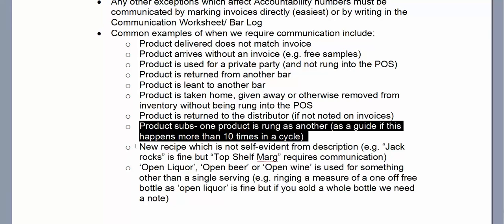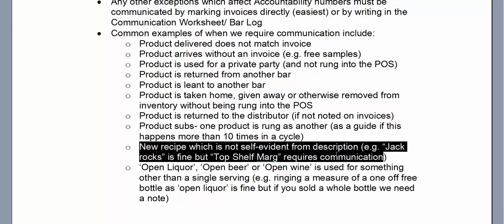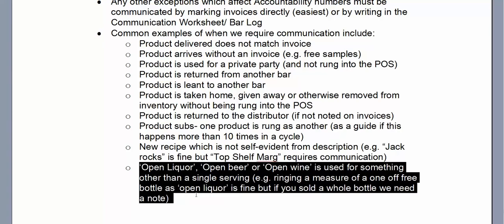Also, when you create a new button, we need to have a communication if it's not obvious. So, when you make a new Jack Daniels Rocks button, we'll know that your Jack Daniels Rocks is a 2-ounce pour, and that's fine. But if you create a new button called Top Shelf Marg, obviously we'll need to know what tequila you're using, how much, and then possibly if you're using triple sec or some type of liqueur as well.